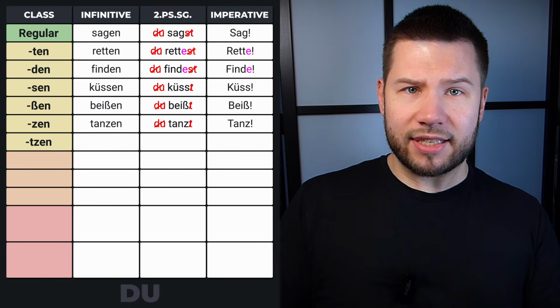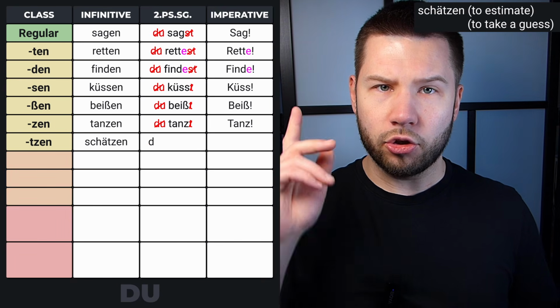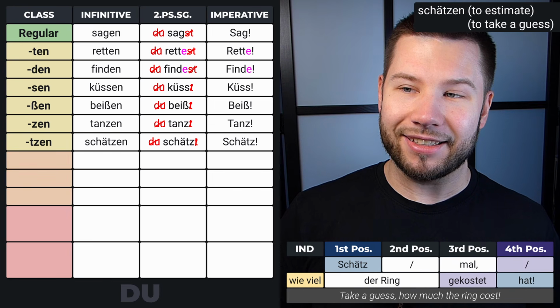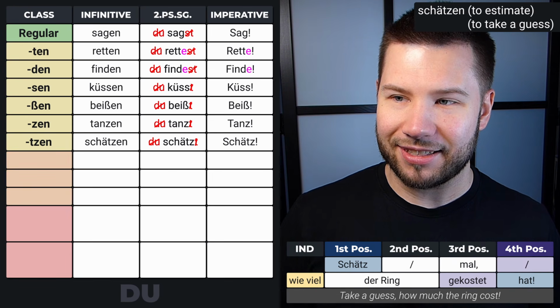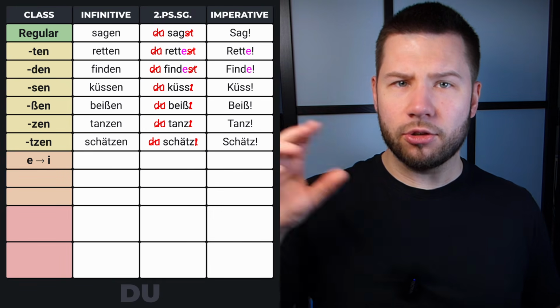Finally, a verb with TZ, for example, schätzen, to estimate or to take a guess. Du schätzt, schätz. Schätz mal, wie viel der Ring gekostet hat. Take a guess how much the ring cost. Anyway, next group. The first group with the root vowel change, E to I.